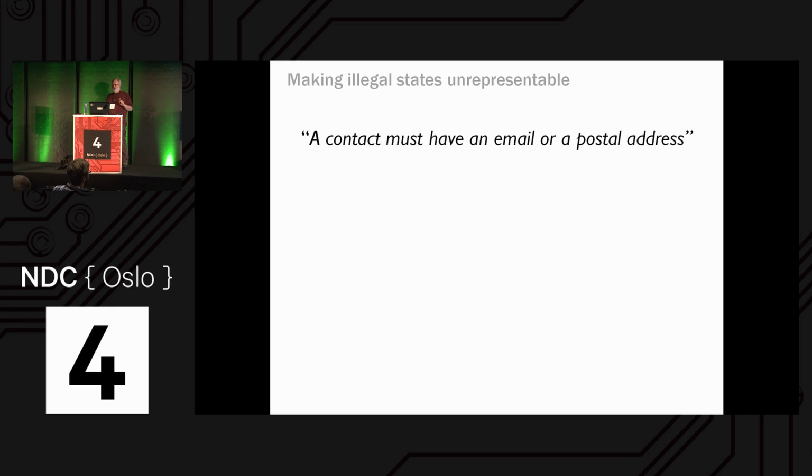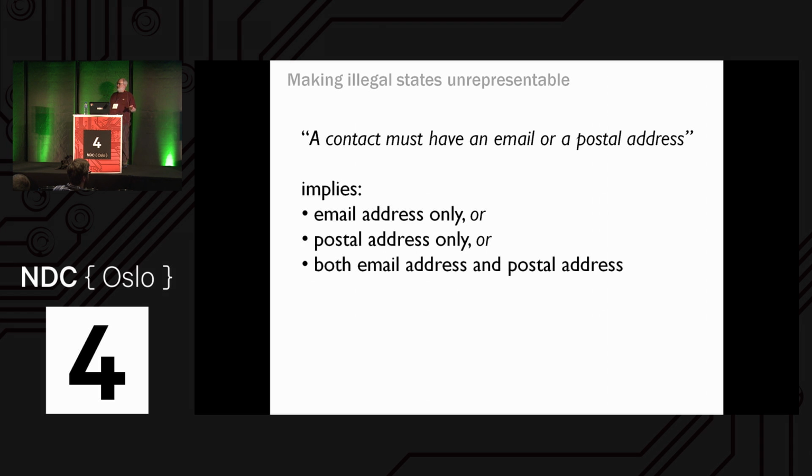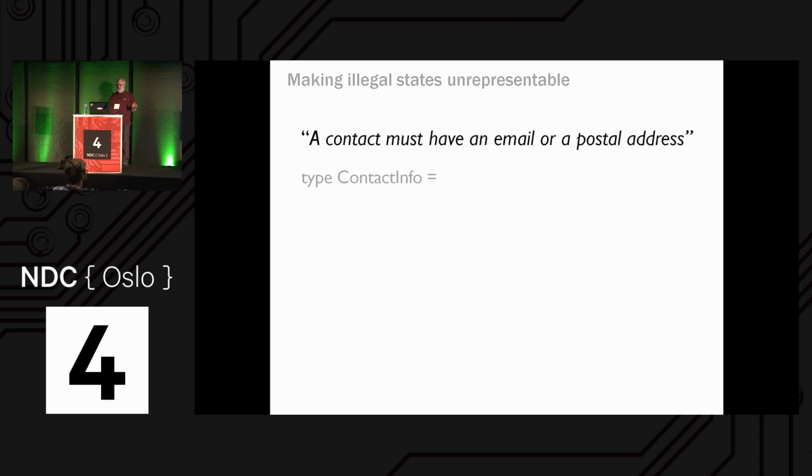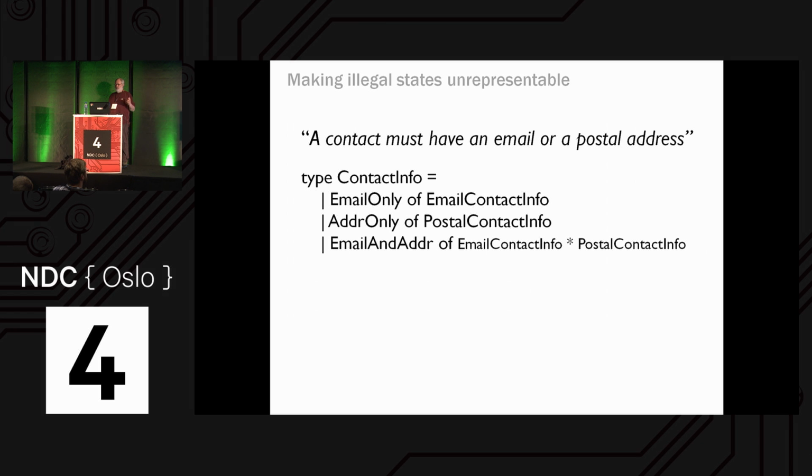If you think about it, a contact must have an email or a postal address. What does that mean? It means they either have an email address, or they have a postal address, or they have both. That's three possibilities, and both of them missing is not a possibility. So there are three choices. How do we model something with three choices? Well, we've seen how to do this. It's either an email only, or an address only, or both. So now we have a type that represents the three choices.